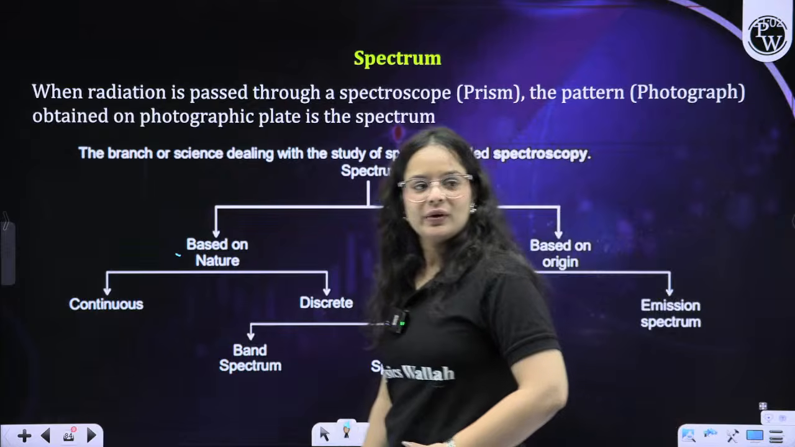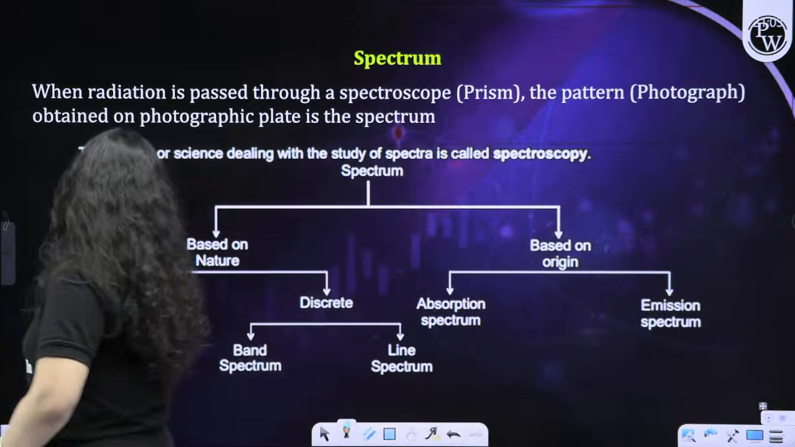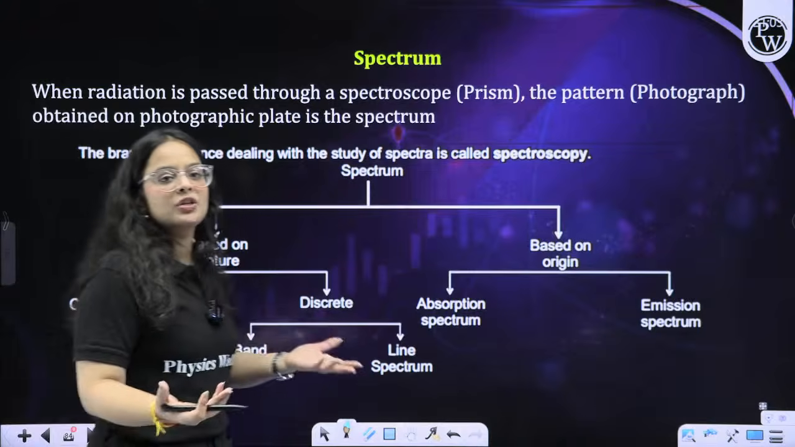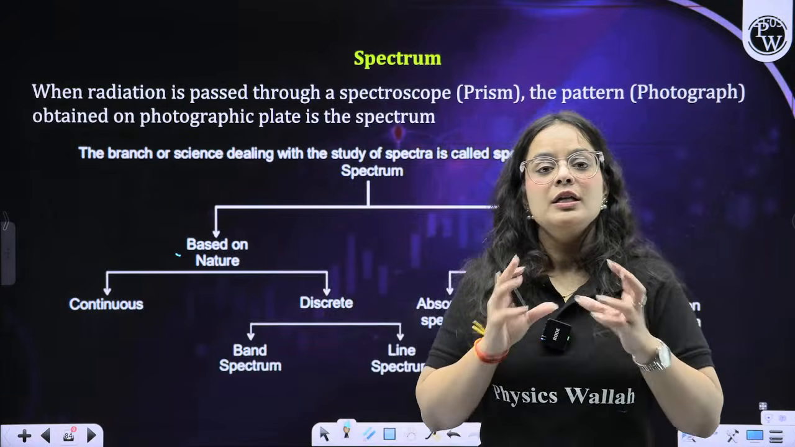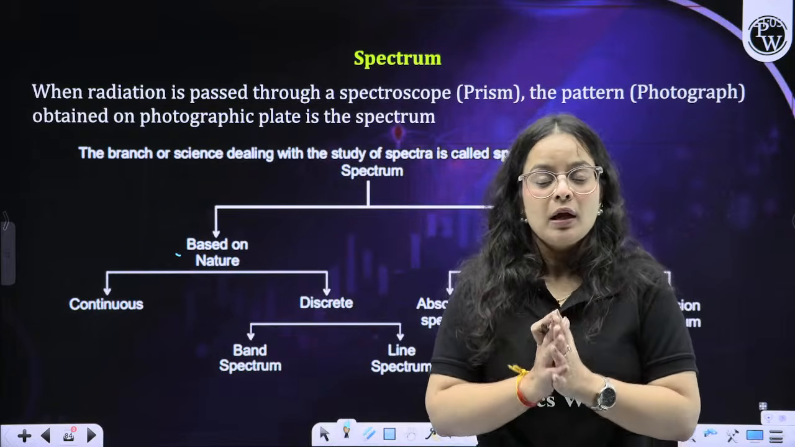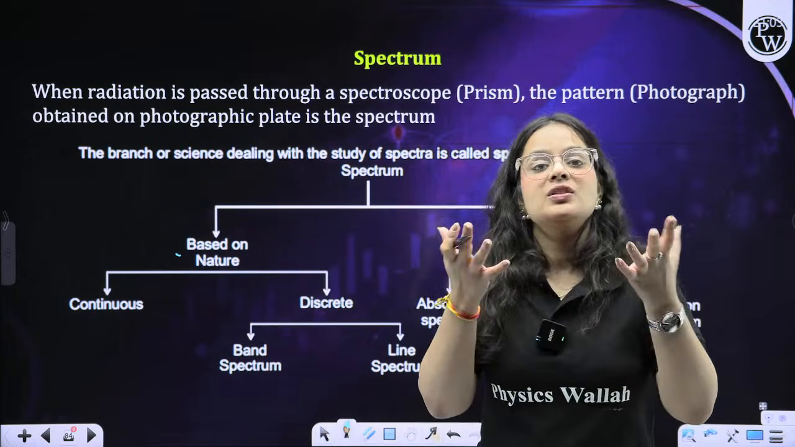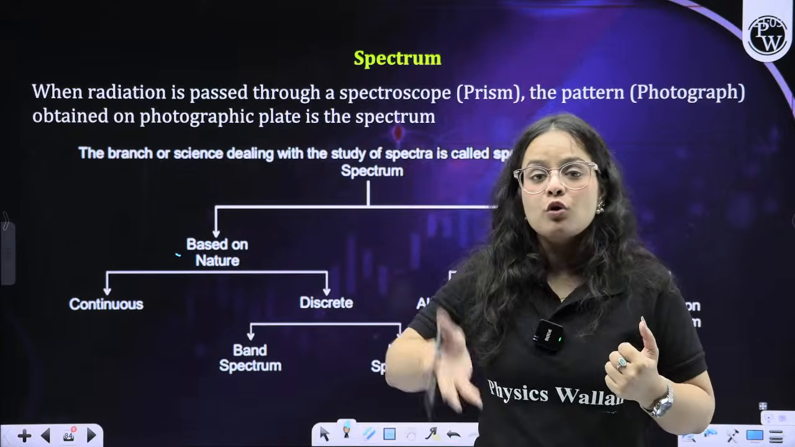Right, beta. Now another concept is spectrum. What is spectrum? Spectrum is simply the branch of science we are dealing with, the concept of spectroscopy. What basically is a spectrum? It is just the photograph of an element.